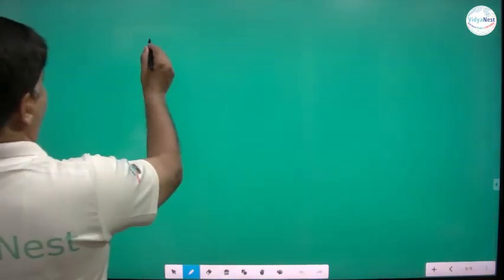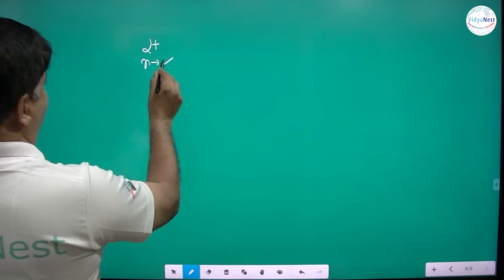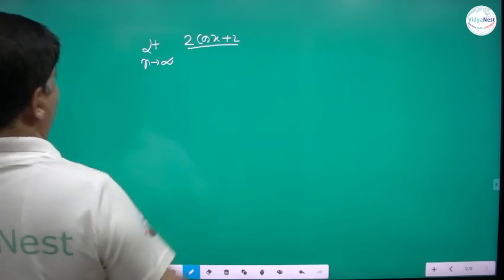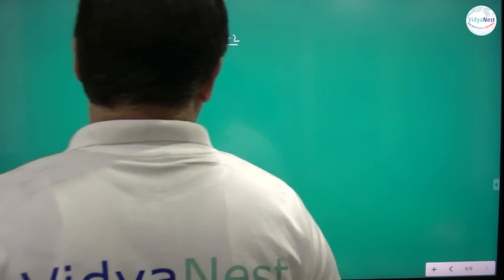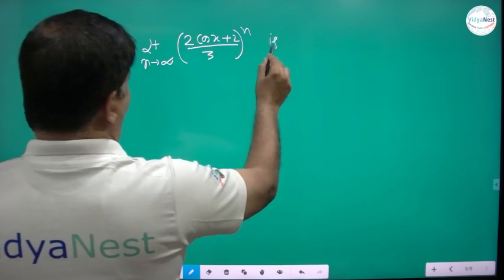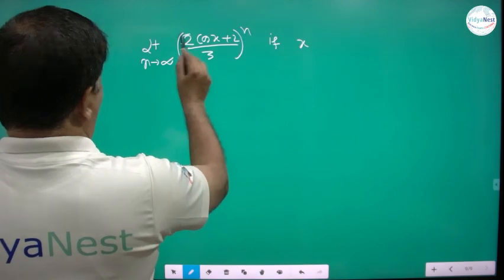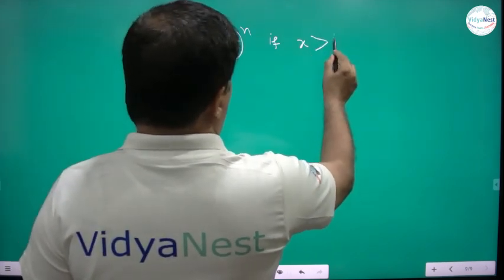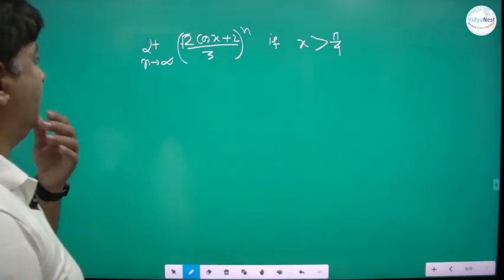Suppose you have got the limit, n tends to infinity, of (2 cos x plus 2 by 3) whole to the power n if x is less than pi by 4, and (root 2 cos x plus 2 by 3) whole to the power n if x is greater than pi by 4. Okay, you are told to find the limit. Understand?